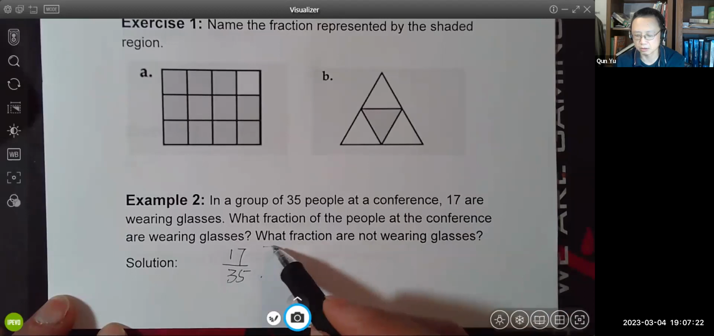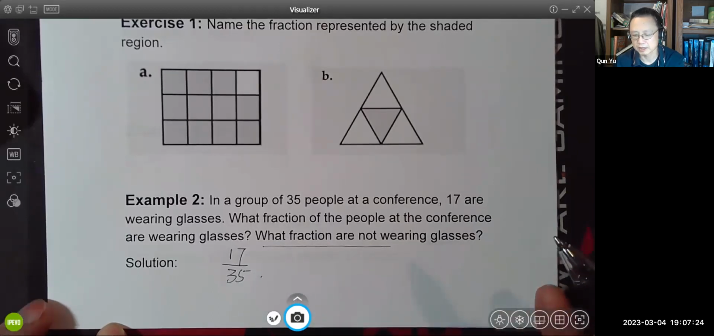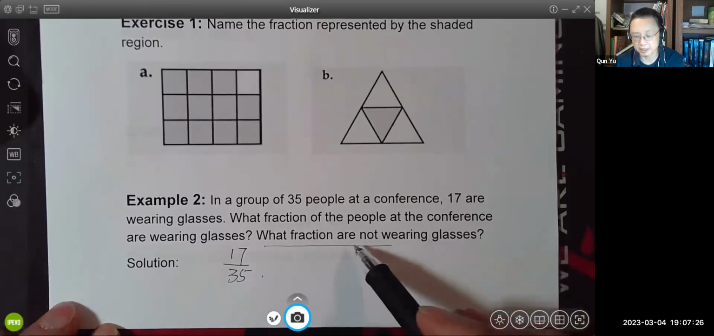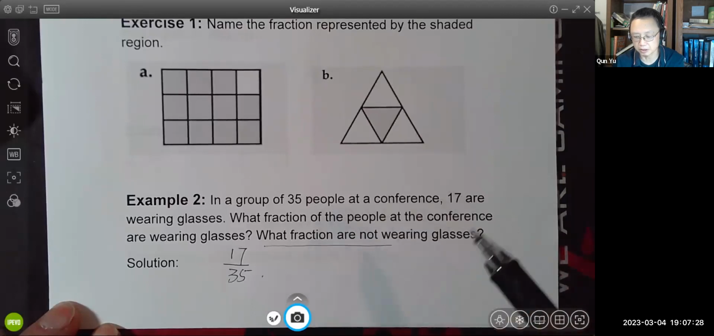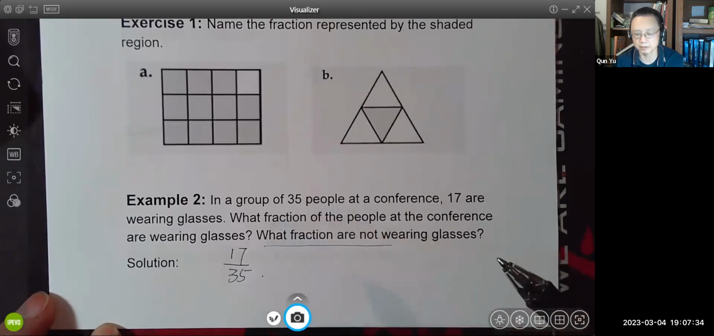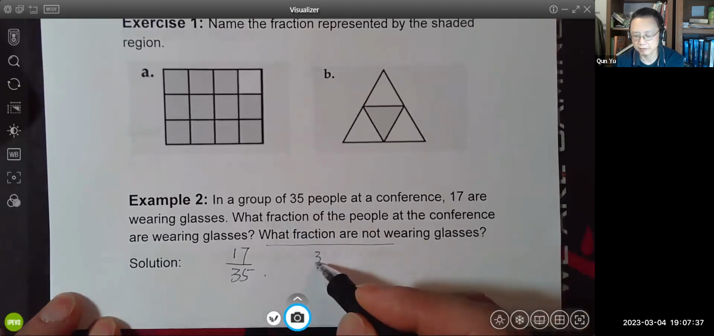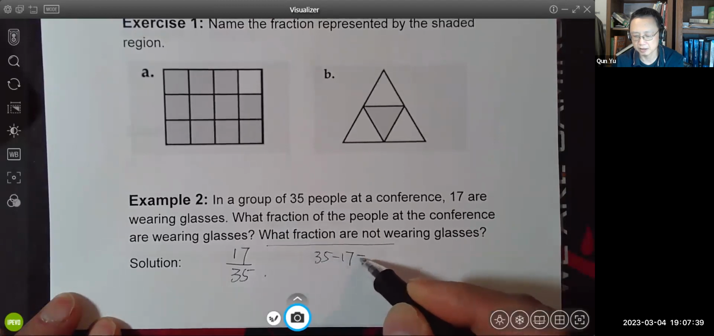And we have a second question here. What fraction of the people attending the conference are not wearing glasses? We are talking about the rest of those 35 people, right? So 35 minus 17, that's 18.